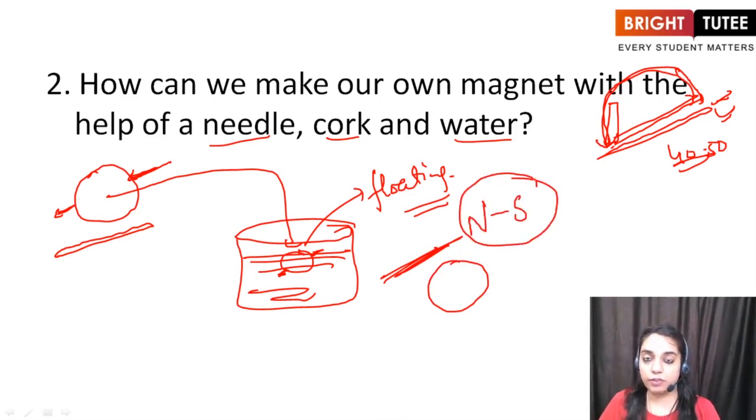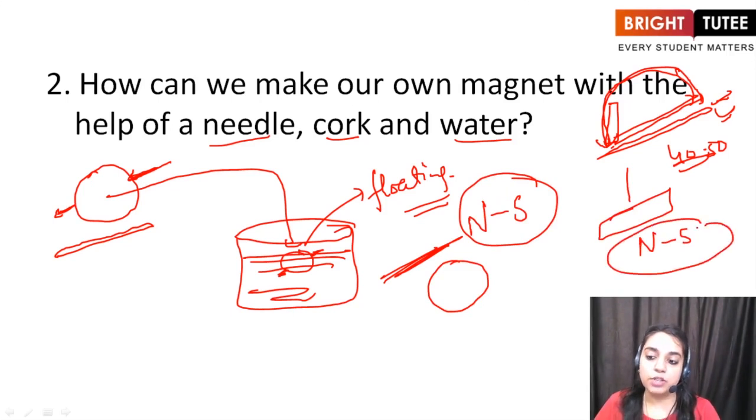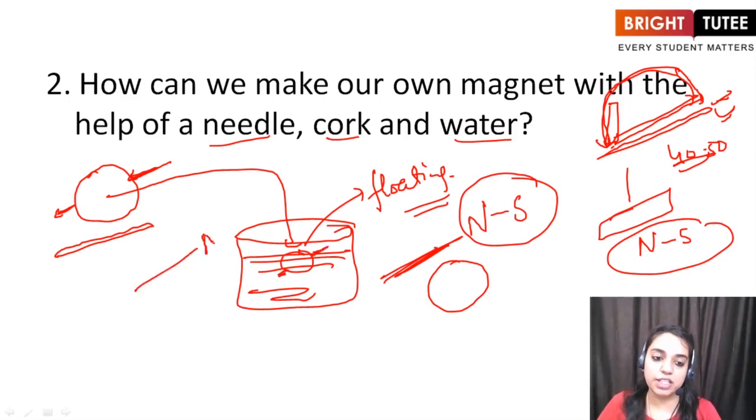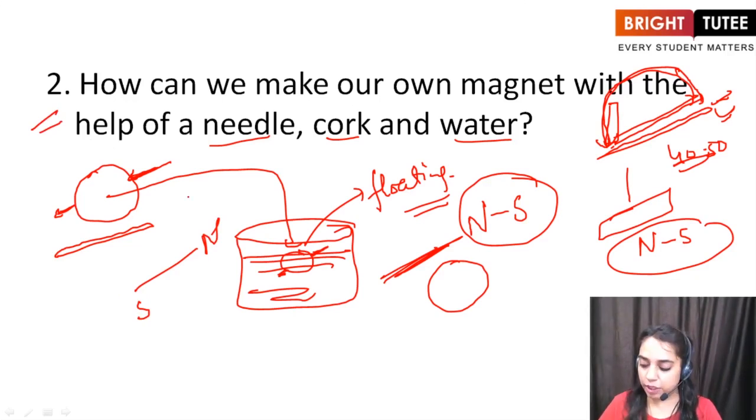And we are aware of the fact that whenever we suspend a magnet freely, it always points in the direction of north-south. So this also proves that we have magnetized our needle, and our compass is ready as it shows the north and south directions, right? We can find the other two directions easily. So this is how we can make our own compass using this property of magnetizing it.